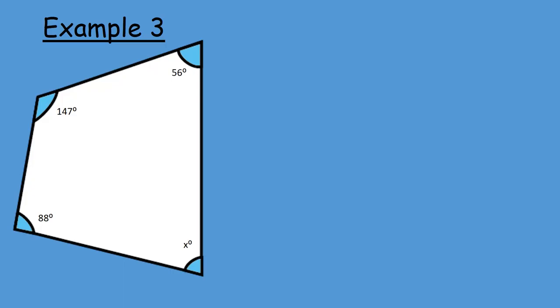Okay, so same as always. I'm going to add up our known angles. So I've got 56, 147, and 88. Add those together. So 6 and 3 is 13, plus 8 is 21. So I've got 1. I'm going to carry 2. 2 plus 5 is 7. 7 plus 4 is 11. Plus 8 is 19. So we've got 9. I'm going to carry 1. And 1 plus 1 is 2.